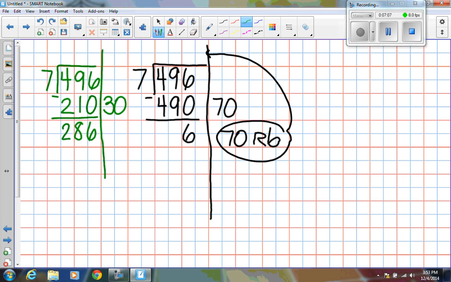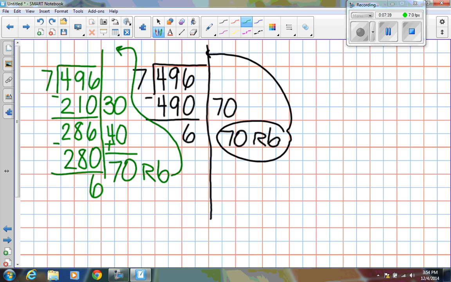Oh, 28. That popped out to me as a fact, a multiple of 7. And I know that 7 times 4 is 28. But it's in the hundreds, so I'm going to take out 40 this time. So 7 times 4 is 28. Add my 0 from my 40. And I subtract. Now I get the difference of 6. And my last step would be to add the numbers I've pulled out. You get 70. Remainder 6. Take that number, write it above, get 70 remainder 6.